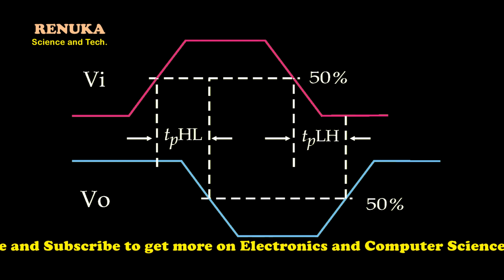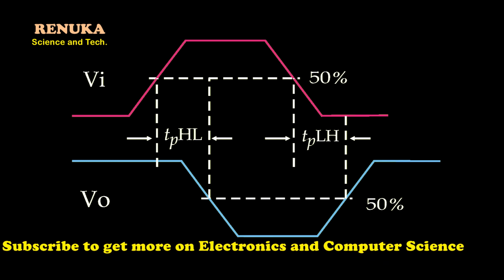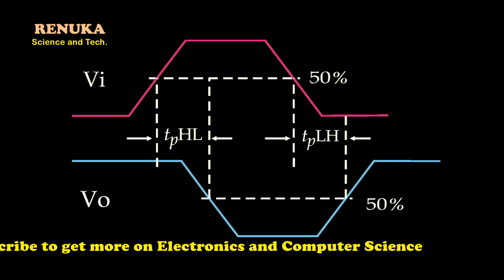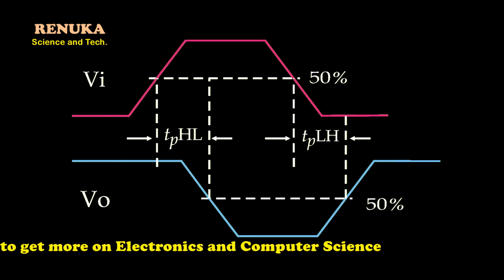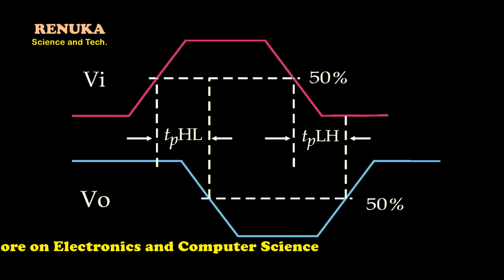So how much time is taken by the gate to change its state, that time is considered here. You can see in the diagram, it is written TPHL. That means when the output changes from high to low, the time period from the input to the output, how much time will be taken by the gate, that is considered here, and this time is for the change in the output from high to low. So this is TPHL.